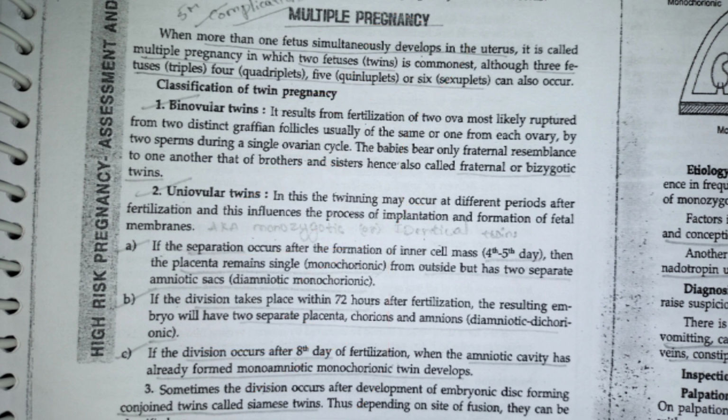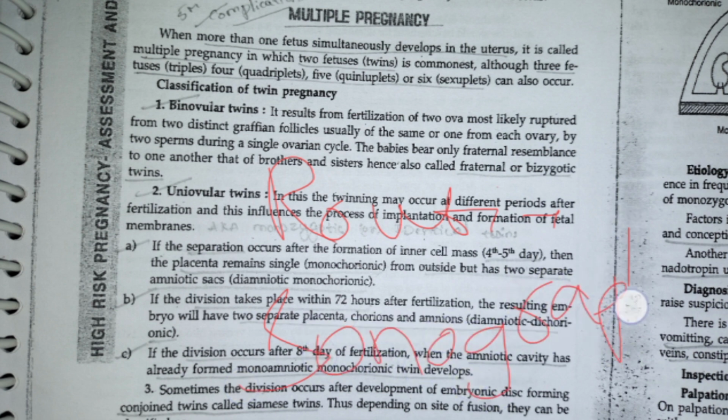Diagnosis is very simple. During the pregnancy, the routine checkup will be performed. In that routine checkup, we perform sonography. By using sonography, we will get to know the position of the twins, how the twins are, and what type of twin is present. Everything we will get to know. Based on that, the treatment will be provided.